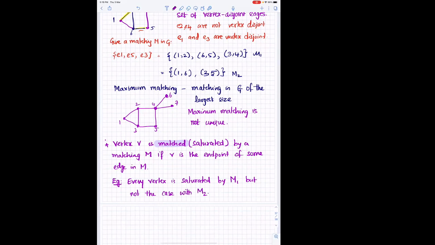Is this clear? This notion of a vertex being matched. So this is very important, that we cannot say whether a vertex is matched or not just by looking at the graph. We will also need the matching. So given a graph and a matching, I can ask whether a particular vertex is matched by that matching or not. So this is important. Is this clear? If there are questions, we should take them.